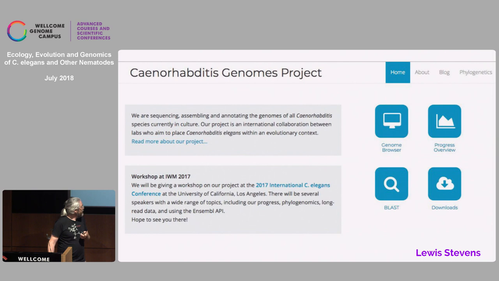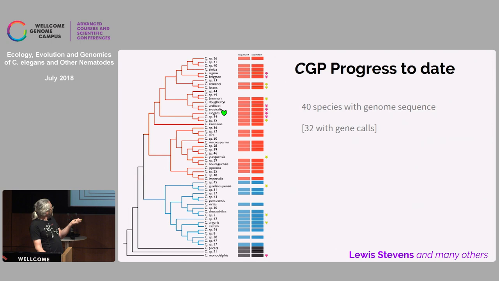So this is the status of the project at the moment. These red and blue and gray boxes show where we've got sequence and assemblies. So we're now at 40 species that have genome sequence and 32 which also have gene calls, which also have protein-based gene calls.